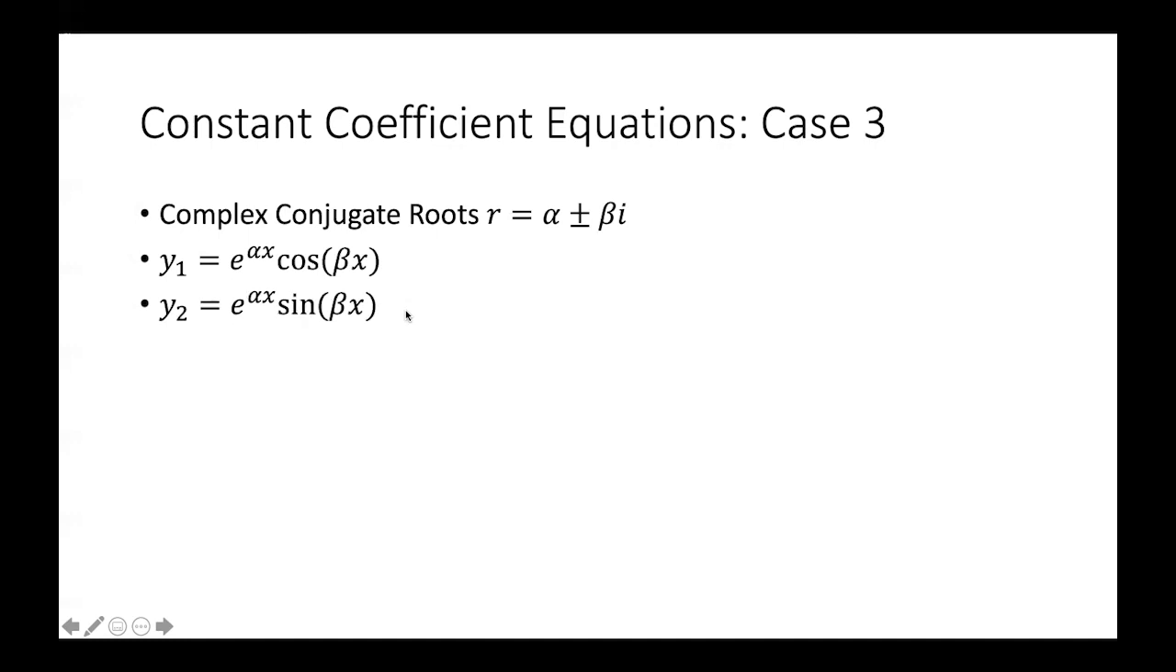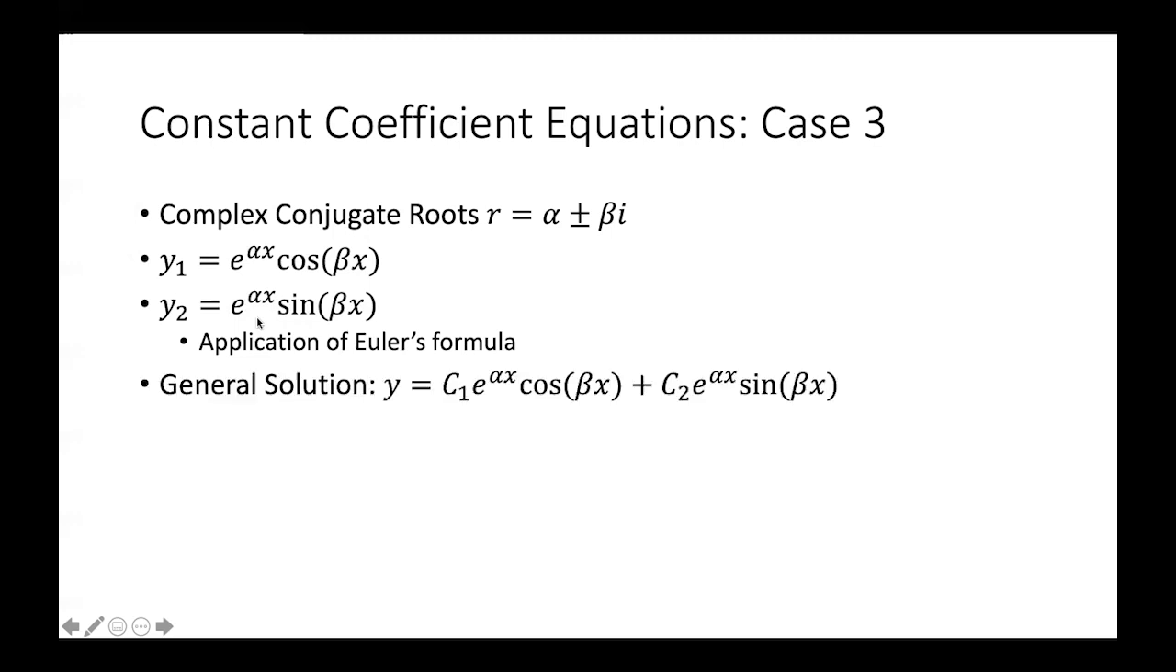In this case, it's going to give us y1 and y2, where we have cosine and sine paired with the complex part, or the imaginary part, the beta. And then we add on this e^(αx), which is our real part. So we put those together into a general solution, a linear combination of those two, and there we have our solution. This is just an application of Euler's formula, which we're not going to get into today, but that's where those cosines and sines come from.